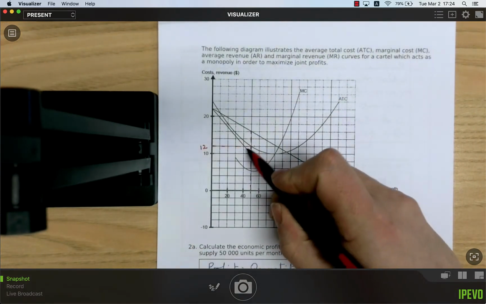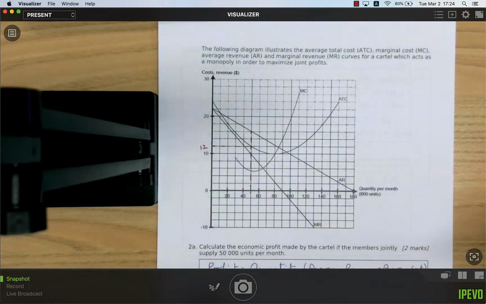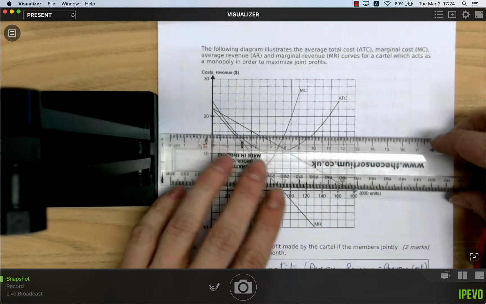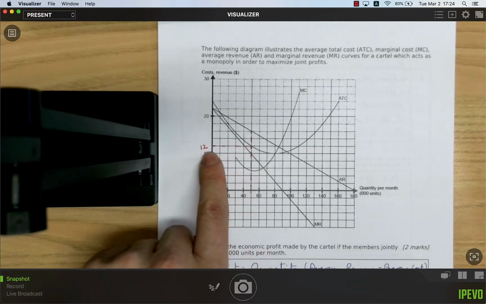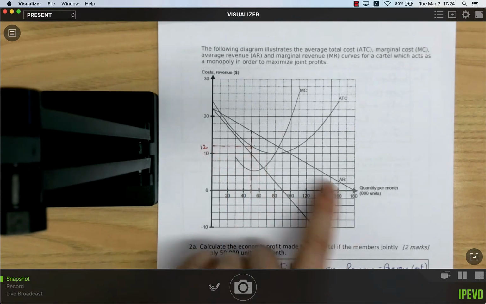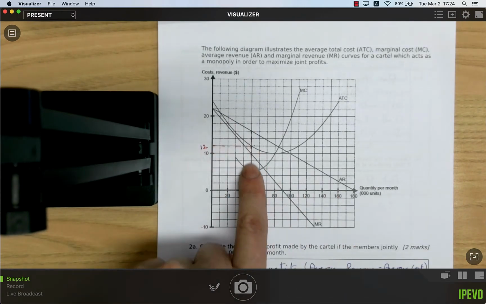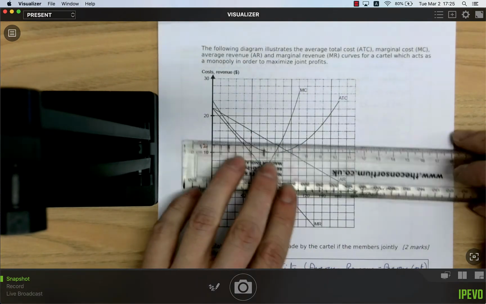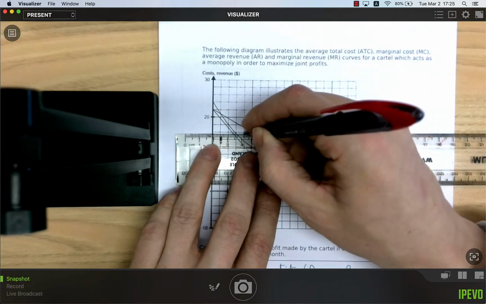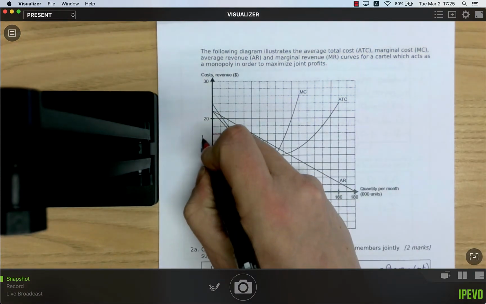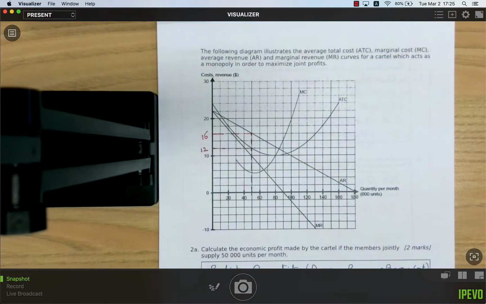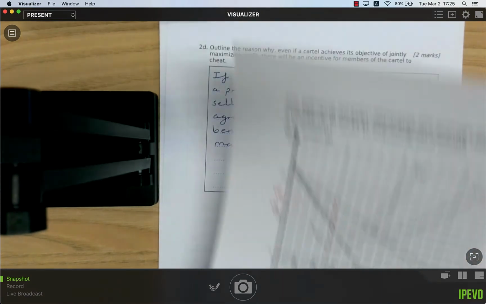The cost on average, how much it costs per unit to make one good. Then I go from the quantity to touch the average cost and go across, and to find the price I go up to the average revenue curve from this quantity, which is up here and across, and I believe that is 16. Okay, and that's 16.